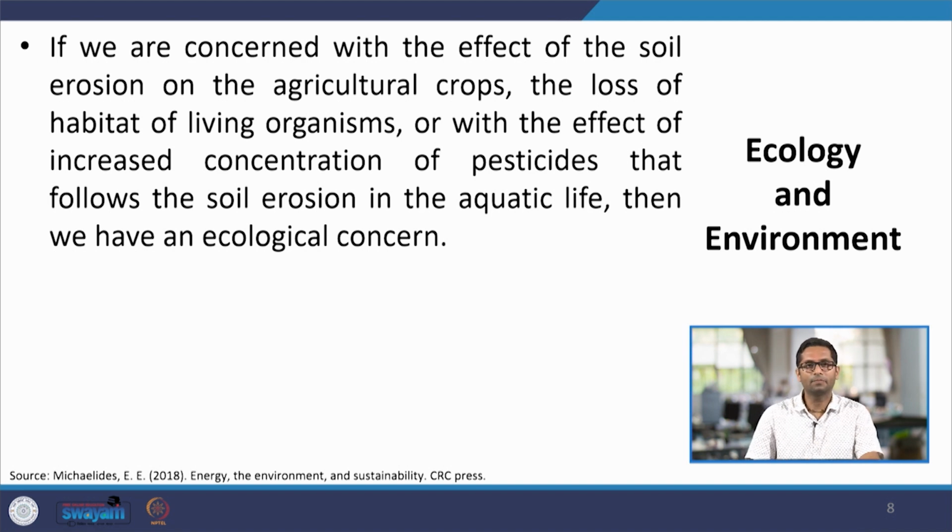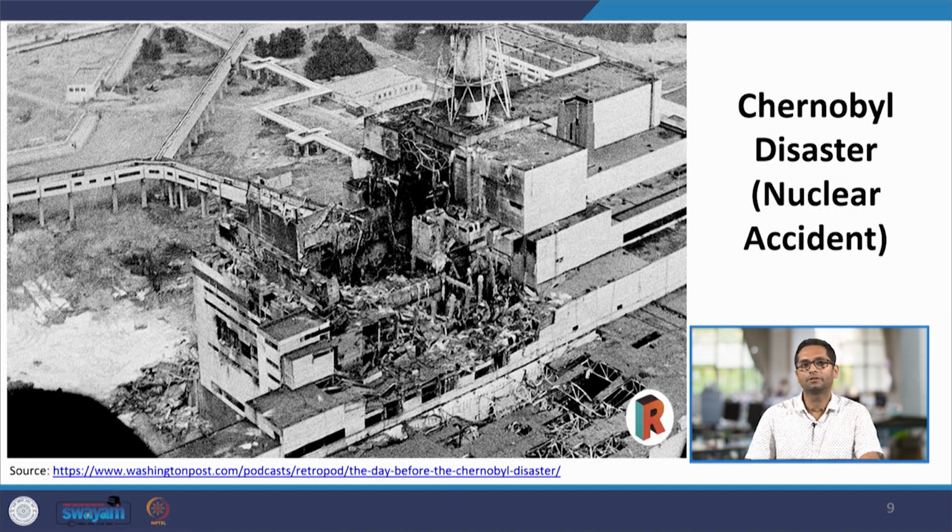Another example could be one that was experienced in the past. This is the Chernobyl disaster, one of the major nuclear disasters that happened in the erstwhile USSR. It happened because of the bursting of the steam reactor that was being used in a nuclear power plant. This led to a release of a lot of radioactive material into the atmosphere. So the environmental effect was that a lot of radioactive material was contaminating the soil as well as the nearby water bodies. So that was an environmental effect.